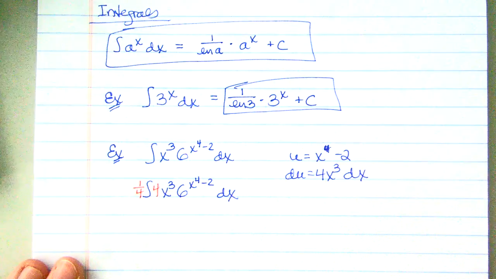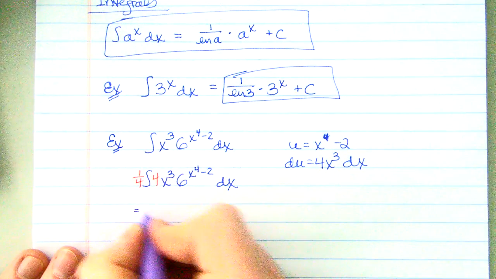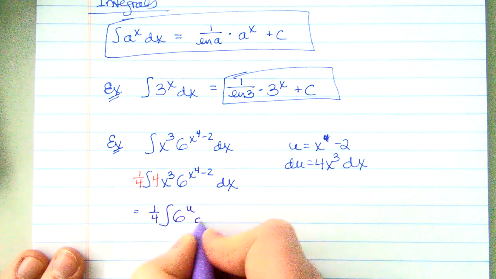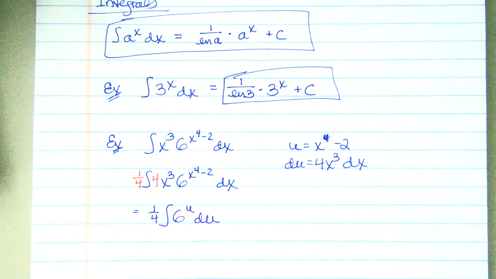Inside I'll stick a 4, outside I'm sticking a 1/4. So I can make it 1/4 times the integral of 6 to the u du. Keep going. Also, don't expect these u substitution problems to be super duper complicated. I'm going to keep these pretty straightforward.